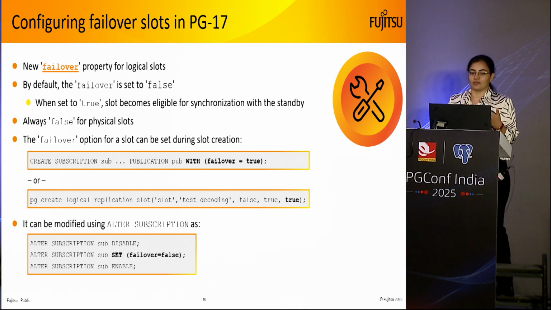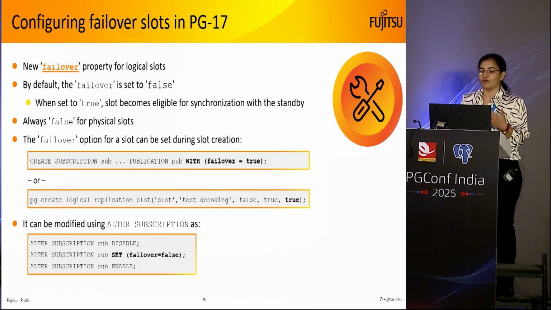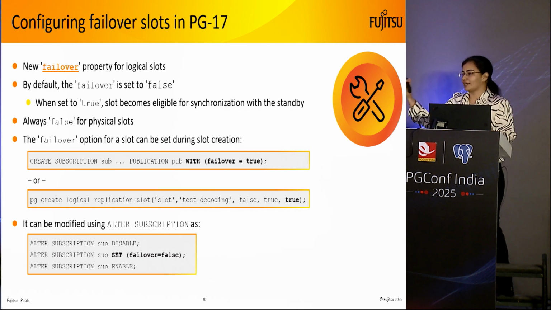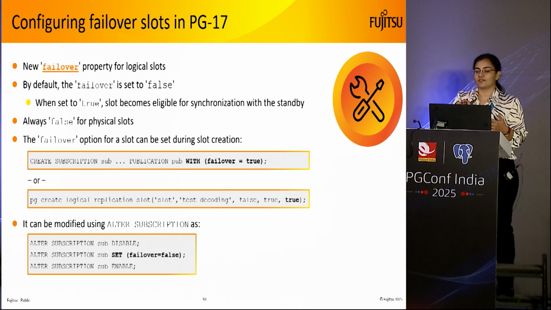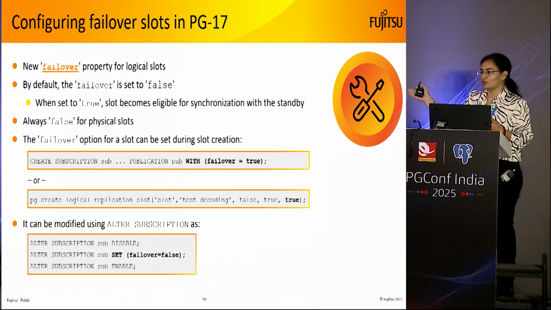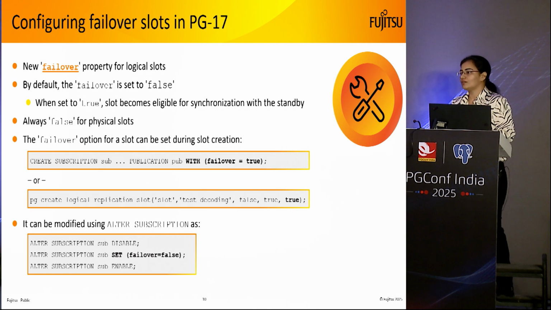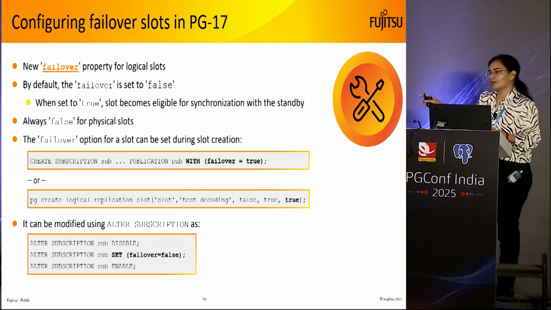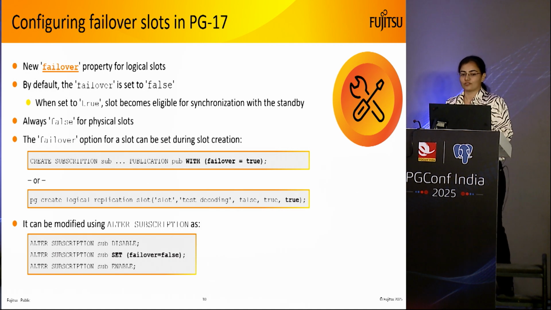There are two options. The first is while creating the slot. If you are creating a subscription and that subscription is eventually creating the slot, then you can specify the property like WITH (failover = true), and the slot will be created with failover equal to true. Or, if you are using the SQL function pg_create_logical_replication_slot, the fifth parameter is the failover parameter. If you set it to true, the slot will be created with failover as true.